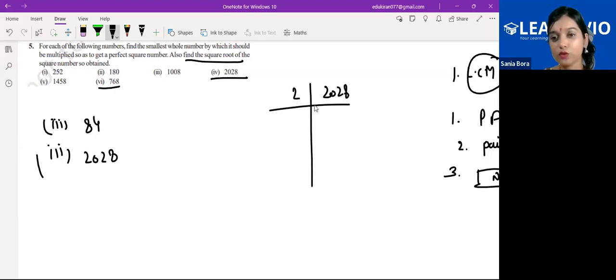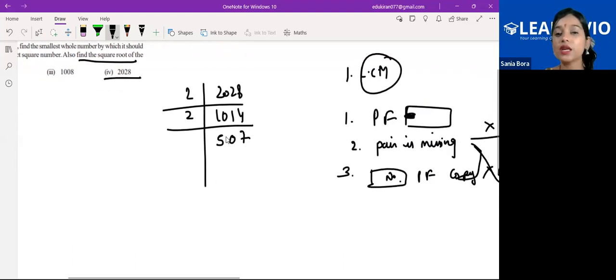2028. So 2 into 1014, right? And then which table do you feel like? The 2 table again, you can divide it, right? Yes, ma'am. 2 5s are 10, and then you will put 0, and 2 7s are 14. Clear? Most of the students make a mistake here. What they basically do is 2 5s are 10 and 2 7s are 14, and they don't write 0. But remember one thing, students, for example, 1014.